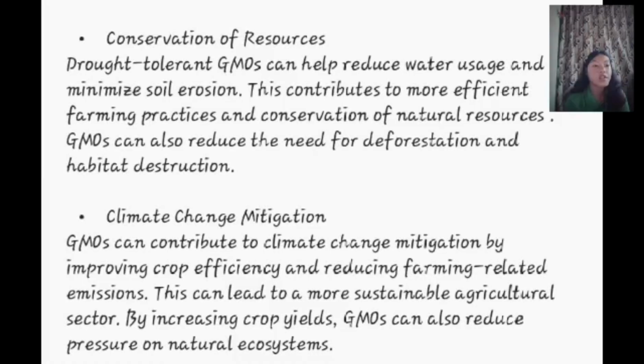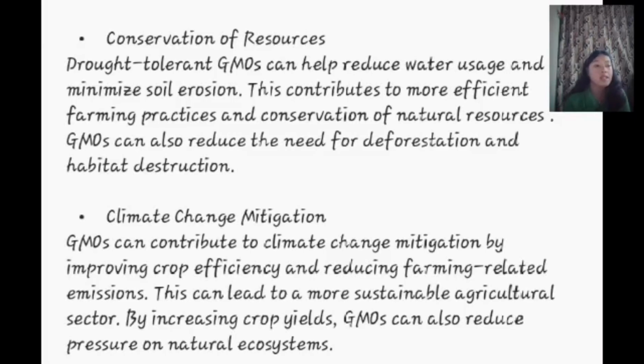Second is conservation of resources. Drought-tolerant GMOs can help reduce water usage and minimize soil erosion. This contributes to more efficient farming practices and conservation of natural resources. GMOs can also reduce the need for deforestation and habitat destruction.